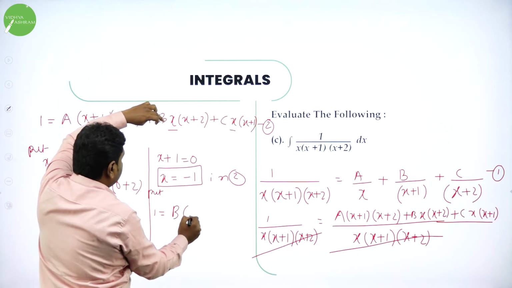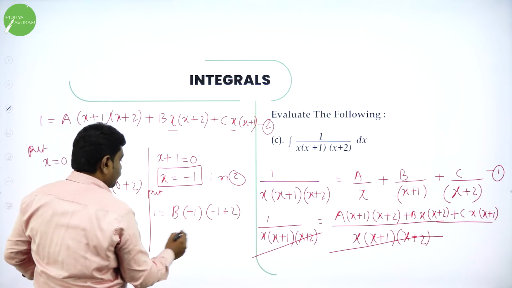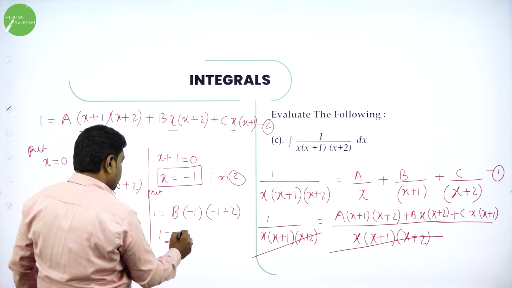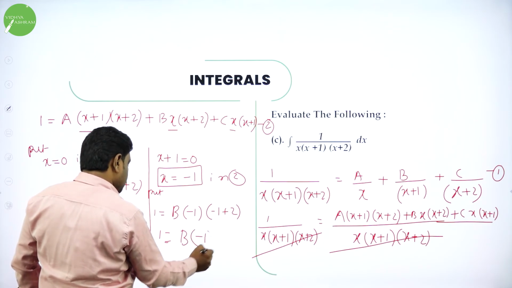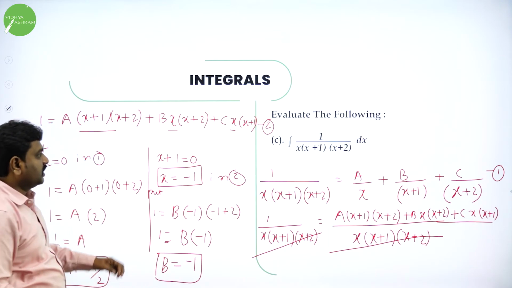Take b. B is equal to x plus 1 is 0, so x is minus 1. Again, minus 1 plus 2, you know 2 minus 1 is 1. 1 into minus 1 is 1 into minus 1, so it will become b into minus 1, or b is minus 1. You got a, b. Similarly, equate the third factor.